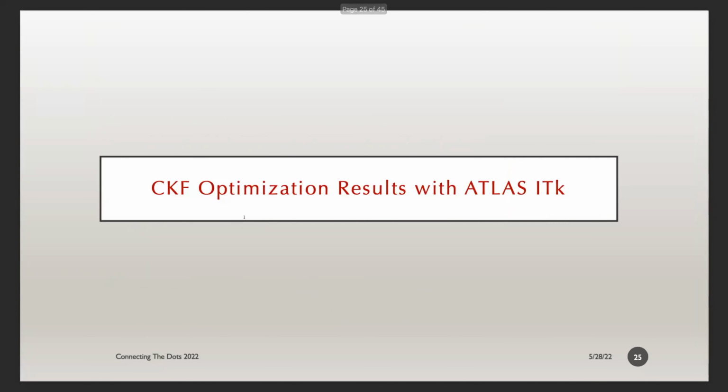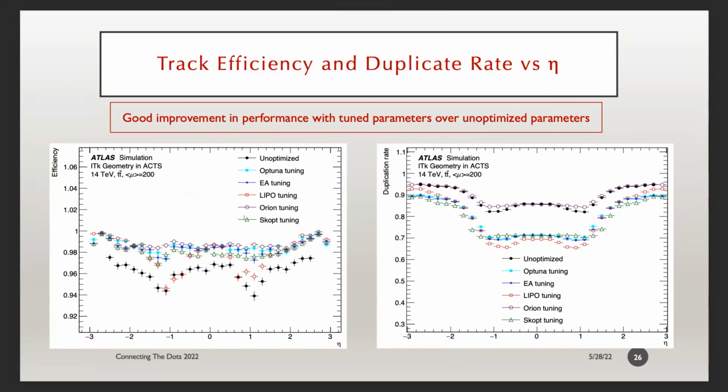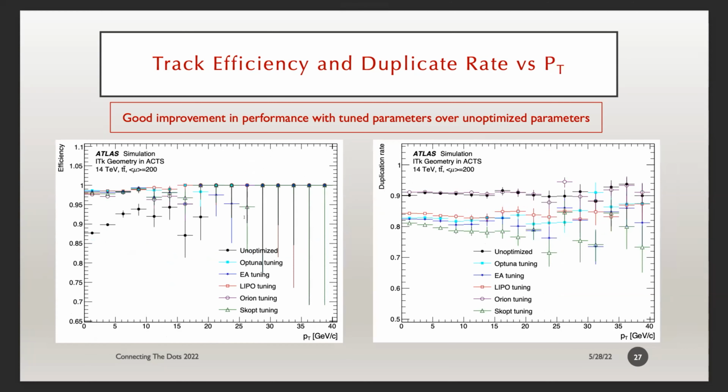These slides represent the tracking efficiency and the duplicate rate as a function of eta for the ITK geometry within ACTS. The black ones again are the unoptimized parameters, and the others are the optimized ones. And here is the duplicate rate. So we can see a good improvement in the performance with the tuned parameters over the unoptimized ones. And this is again the plot as a function of pT, and we see a good improvement here as well.